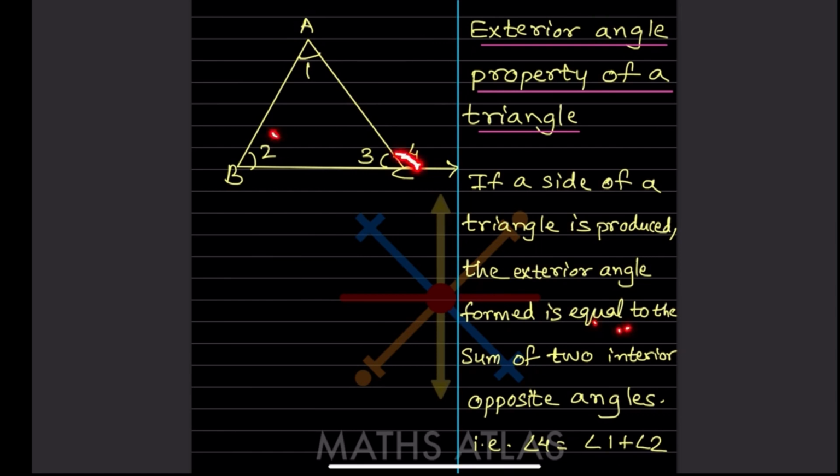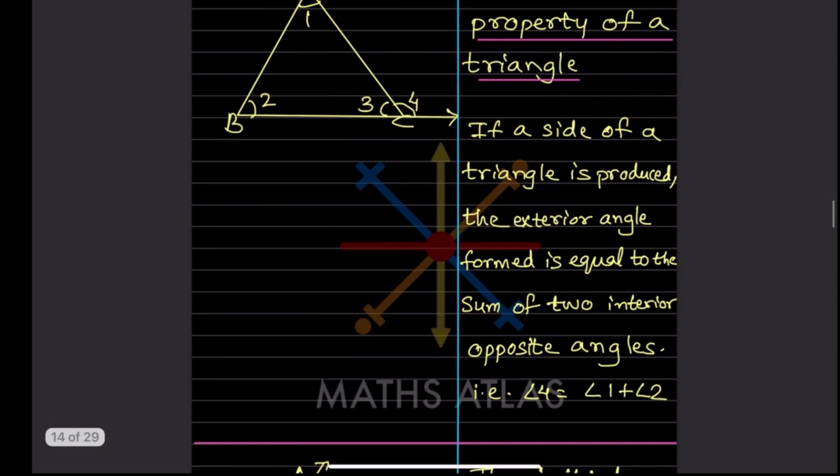It should be the sum of these two interior angles. This exterior angle should be the sum of these two interior angles. Suppose this is 30 and this is 45, for example. You have to add both, and 75 will be the exterior angle. So if a side of a triangle is produced, the exterior angle formed is equal to the sum of the two interior opposite angles. So angle 4 is equal to angle 1 plus angle 2. So you have to add both here. So this is important.